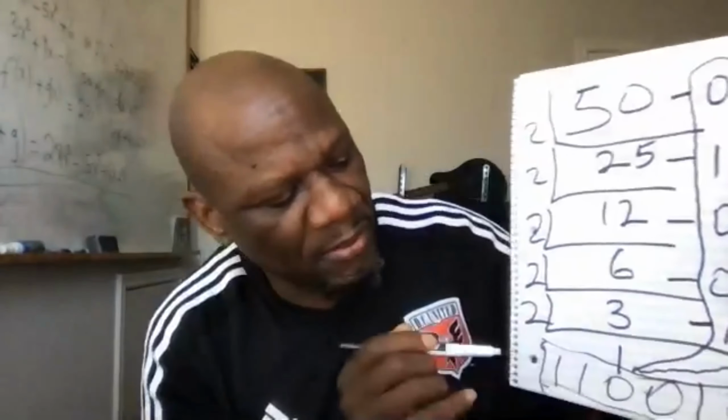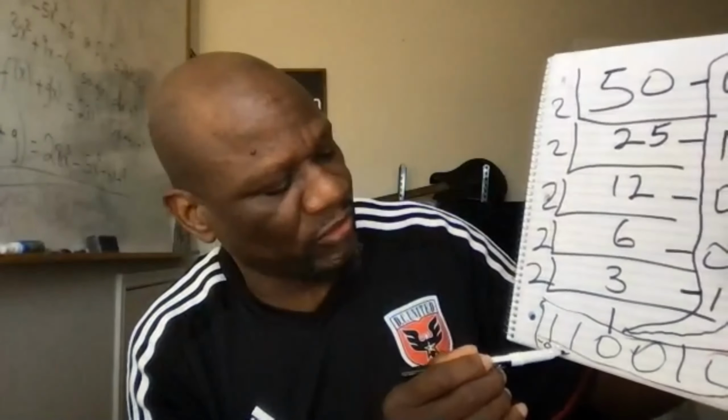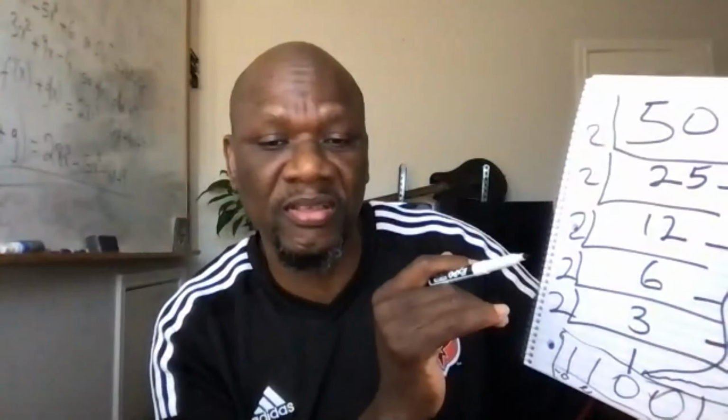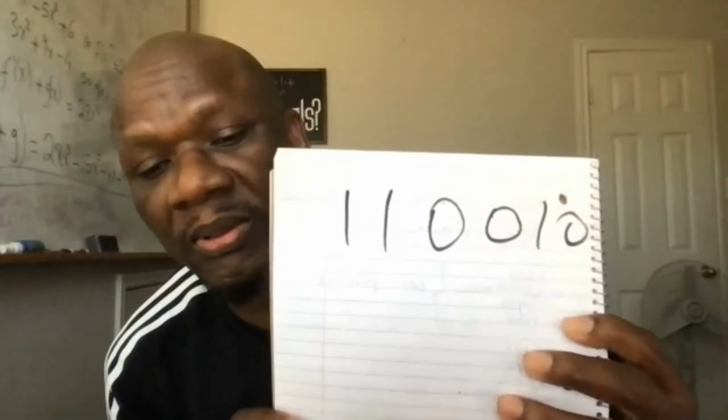Now remember, when we say one's complement, we take the same numbers. If this is one, now we convert it to zero. This is one, we say zero. So we basically get the opposite of each. So since we had 110010, to get the one's complement, we say now this is going to be zero, zero.